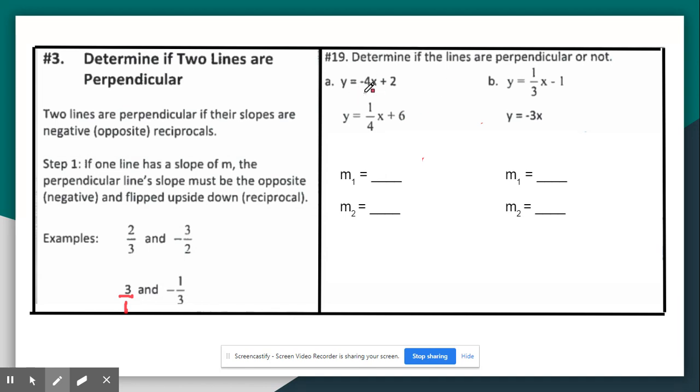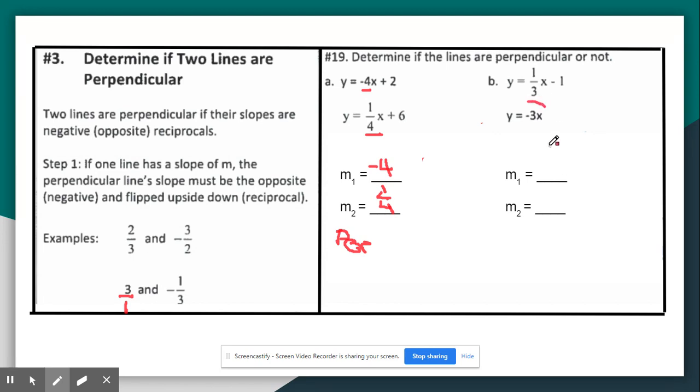So on the A part, we have a -4 for the slope of one line and 1/4 for the slope of the other line. So M1 is -4. M2 is 1/4. And if you flip this and change the sign, that means it's perpendicular. I'm going to abbreviate that. So pause the video and do that one.